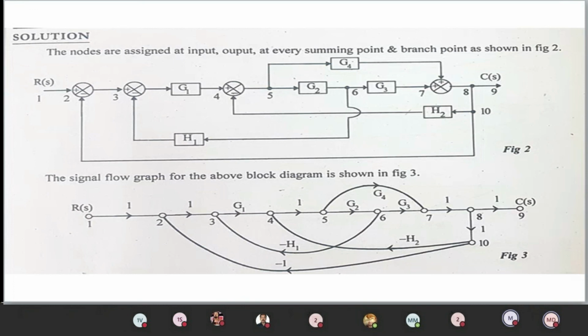Right? Okay. Now coming to the forward path. 1 to 2, 2 to 3, 3 to 4, 4 to 5, 5 to 6, 6 to 7, 7 to 8, 8 to 9. This is forward path 1. 1 to 2, 2 to 3, 3 to 4, 4 to 5, 5 to 7, 7 to 8, 8 to 9. This is forward path 2. So you can understand you have two forward paths. Now individual loops. This is quite complex, so watch carefully and find the individual loops.